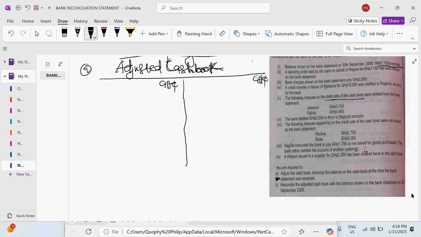Then we have a check issued to a supplier for 2,300 that has been entered twice in the cash book. So if you are paying the supplier, 2,300 has been entered twice in the cash book. So you have entered the 2,300 twice at the credit side because that's where we make the payments. We issue the checks to the suppliers. So in this case, how do you cancel it? You record it at the opposite side. You are just supposed to record 2,300.